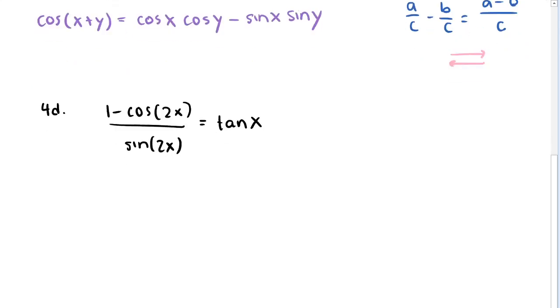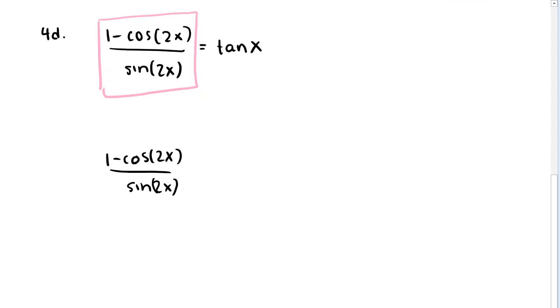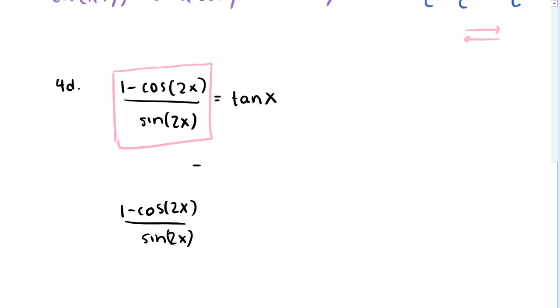Okay, so 1 minus cosine of 2x over 2 sine of 2x is equal to tangent of x. We want to verify this identity, and let's again start with this left side. It's the more complicated looking side. And so here we have that same left side, and we want to come out with the expression tangent of x, or in other words, sine of x over cosine of x. And so what identities can we use here?